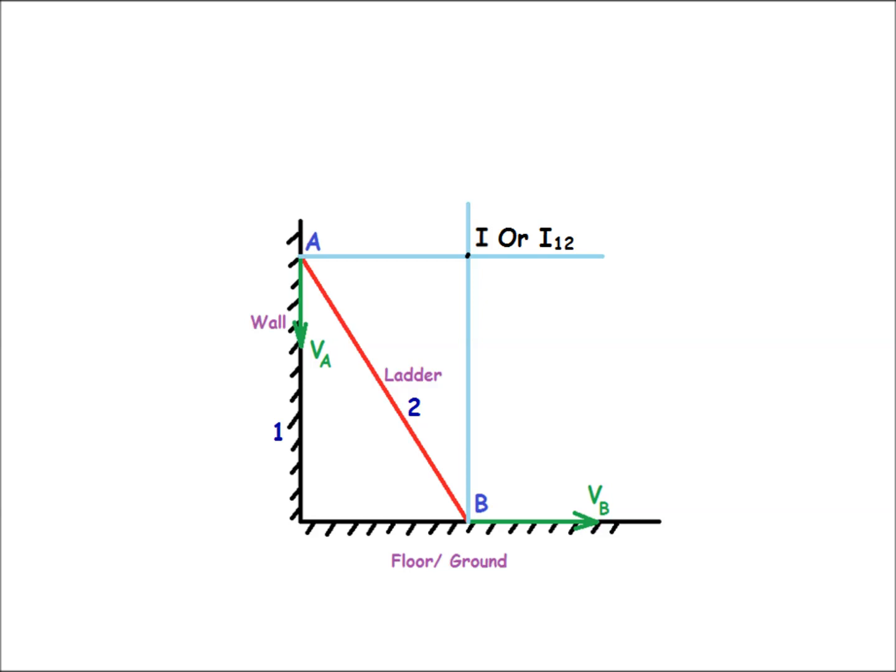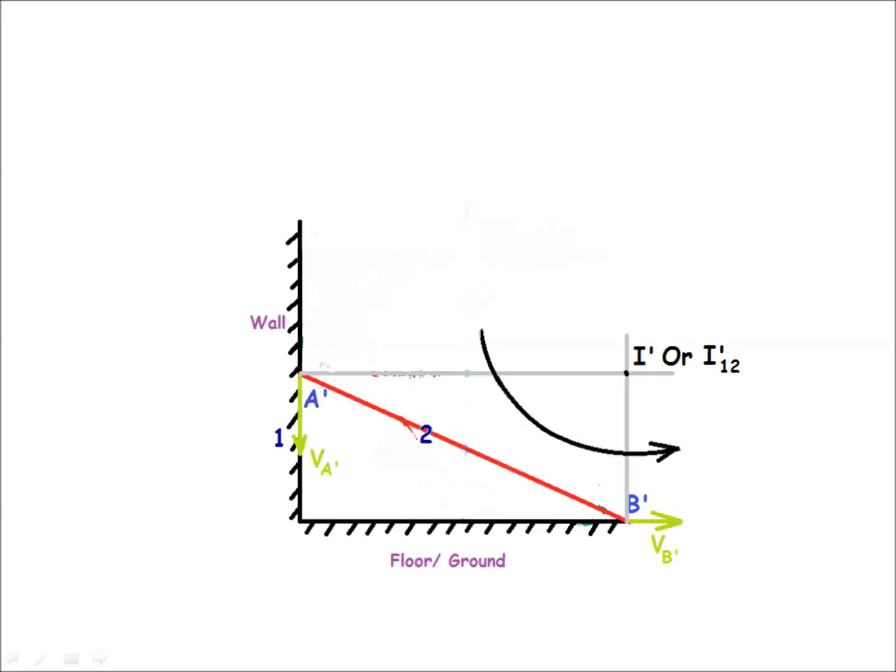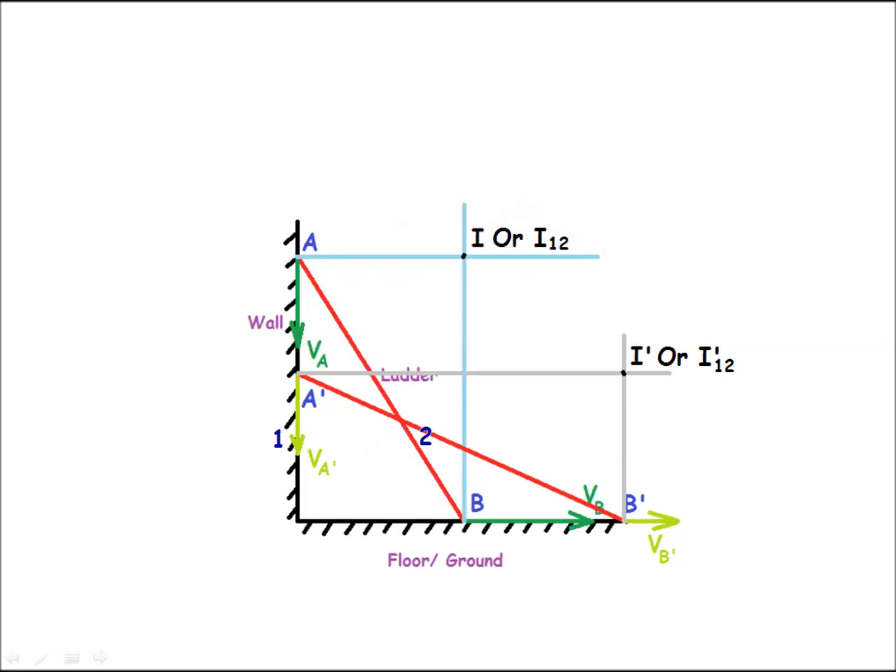Initial position of ladder is AB. As ladder is falling down, ICR I12 for relative motion between body 1 and 2 is shown. After some time, ladder will have position A dash B dash. For this position A dash B dash, ICR I dash 12 or I dash for relative motion between body 1 and 2 is shown.